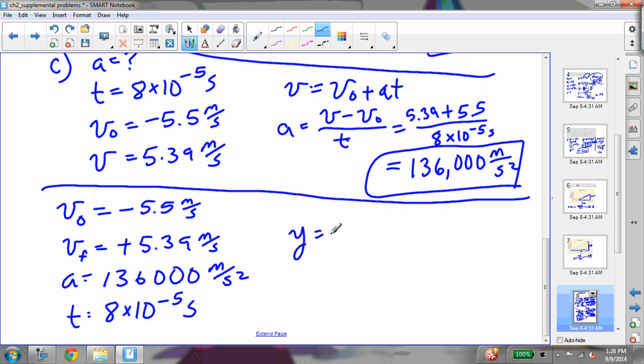This is a little bit of an estimation here. It's actually a slightly more complicated question, but we're just going to go with this. y is equal to v naught t plus 1/2 at squared. And putting in these values, I find that it's 0.0012 meters.